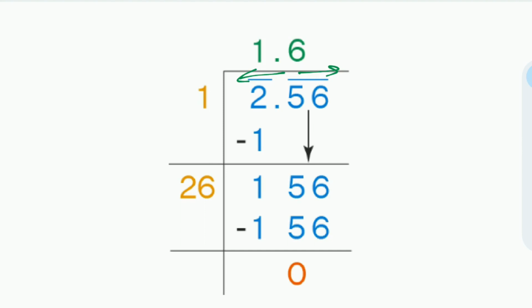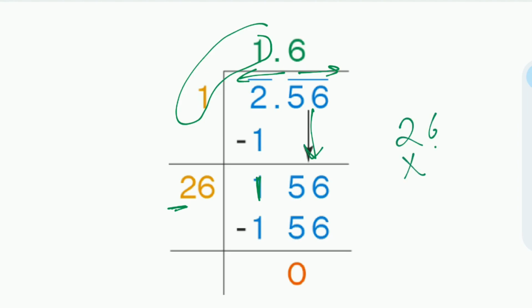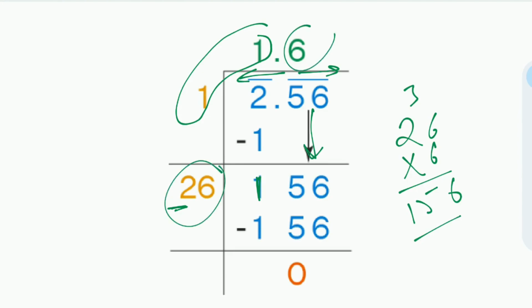So first is 2. The nearest square is 1, which is 1 into 1 is 1. I subtract it, and it becomes 1. Now I will add these two, so 1 plus 1 becomes 2. I take 56 down, and then with 6 and 6, it will become 26 into 6. I multiply this and I get 156. Hence the square root of 2.56 becomes 1.6.